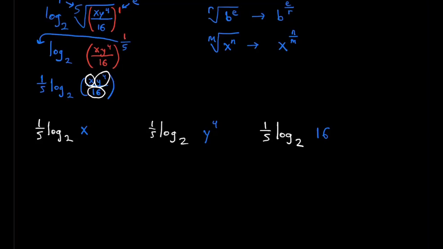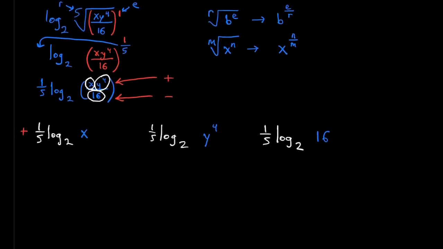And now you want to put the signs. Whatever came from the top is going to have a plus sign. Whatever came from the bottom will have a negative sign. Now the first one, for x, this is automatically positive, so you don't really need to put the plus sign, but it would go here if you were going to show it. The second one with the y to the 4th, this one needs a plus sign. And the last one with the 16, this one needs a minus sign. It goes in front of the log part, and its coefficient.